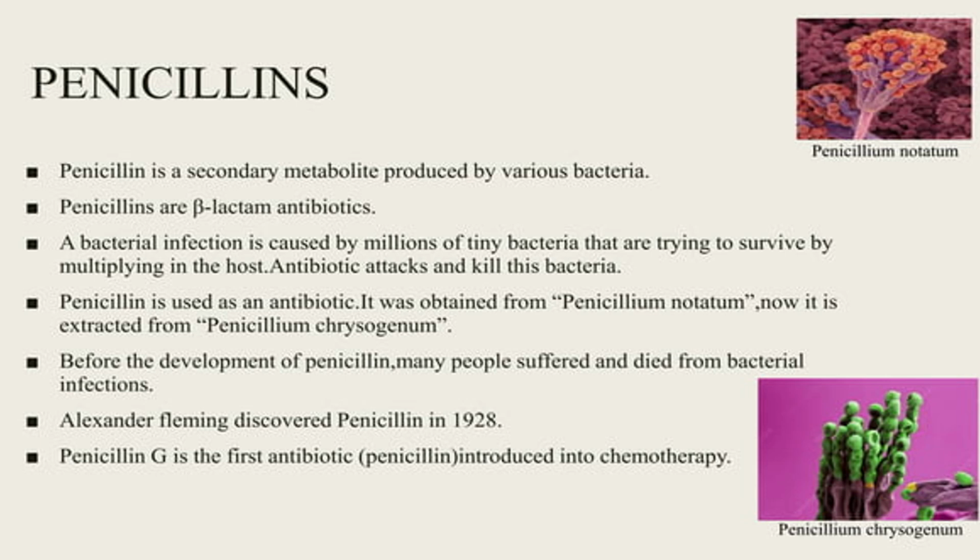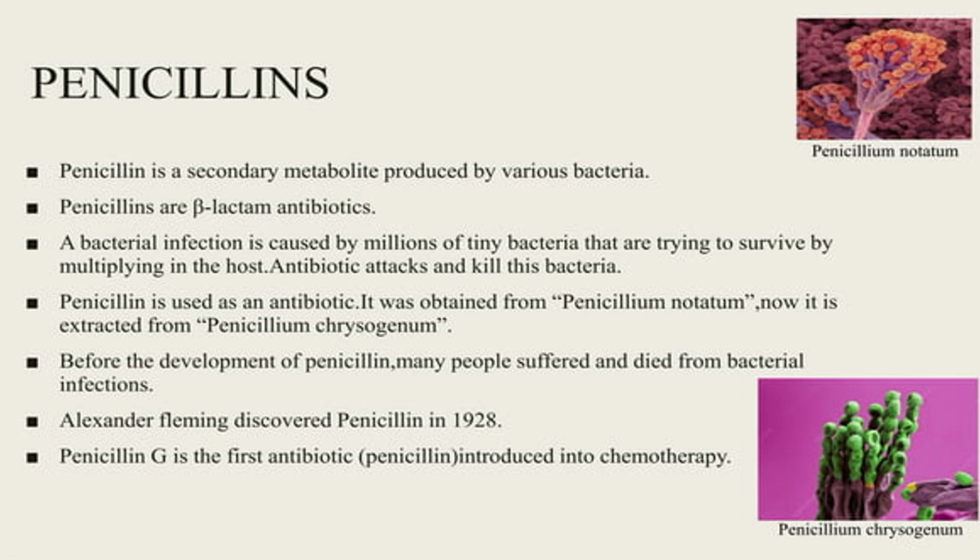Penicillin is used as an antibiotic. It was obtained from the source Penicillium notatum, and nowadays it is extracted from Penicillium chrysogenum. So there are two species from which we are synthesizing penicillin: Penicillium notatum and Penicillium chrysogenum.